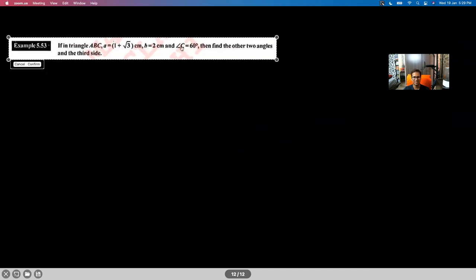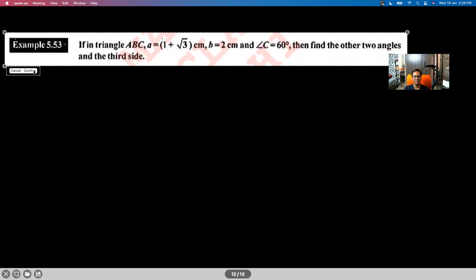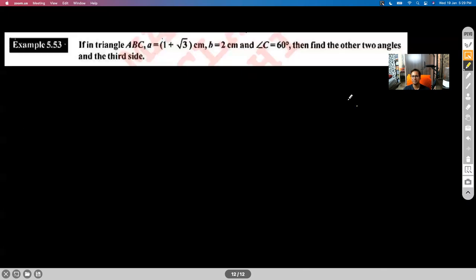Let's take this one. So this is a case where a is given to you, b is given to you, and the included angle is given to you. Find the other two angles.